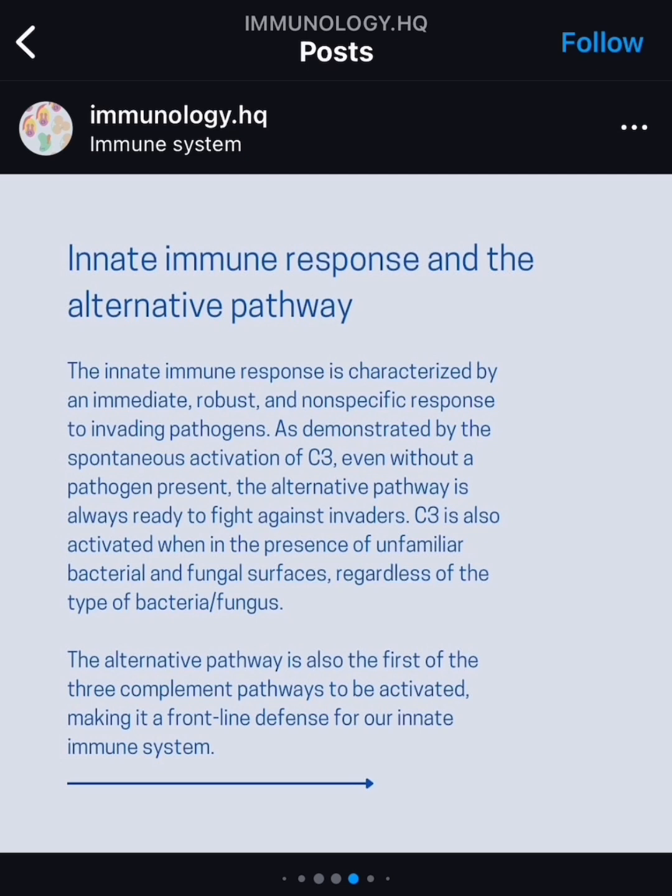The alternative pathway is also the first of 3 complement pathways to be activated, making it a frontline defense for our innate immune system.